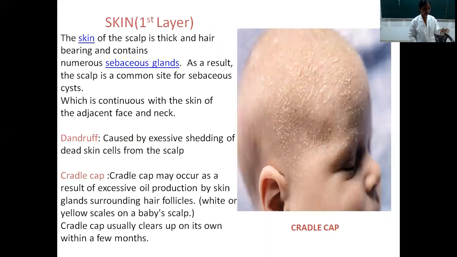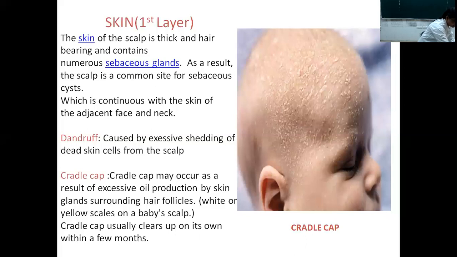Then, one more important clinical aspect here: cradle cap. This is usually seen in children. Here you can see the picture in the PPT. The cradle cap may occur, and it is otherwise called sebaceous dermatitis.